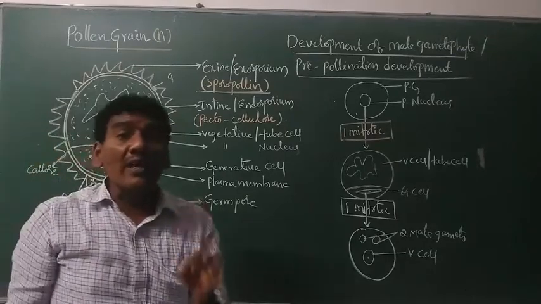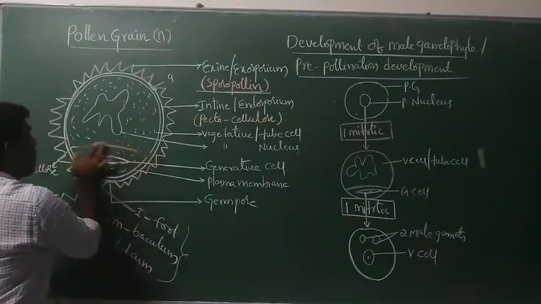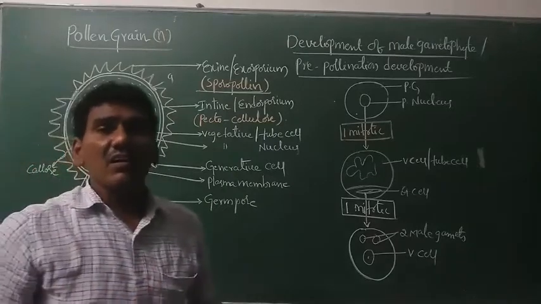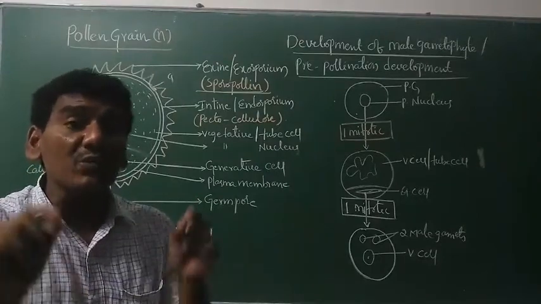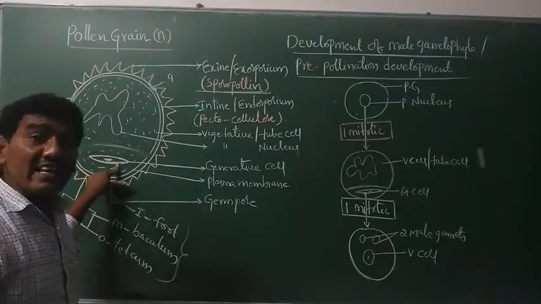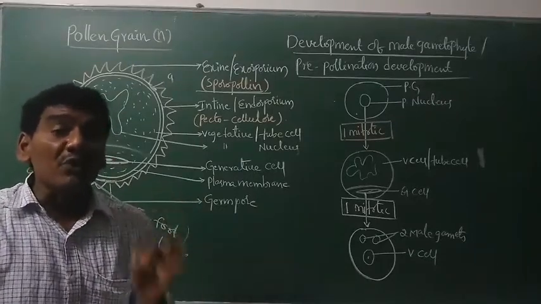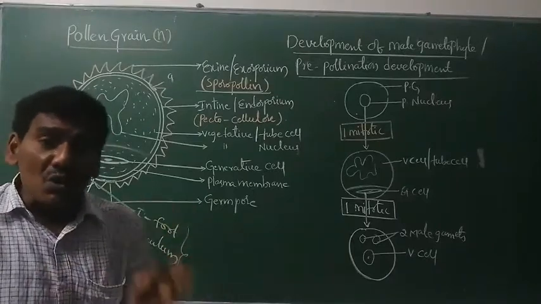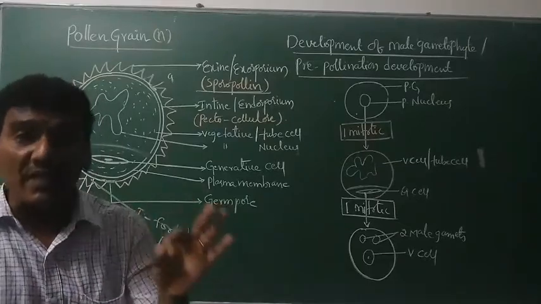At the time of pollen grain maturation, the callose layer disappears between the vegetative cell and the generative cell. In that condition, the generative cell is freely floating in the cytoplasm of the vegetative cell. The generative cell is spindle shaped, does not store much food material, and has dense cytoplasm with a nucleus.